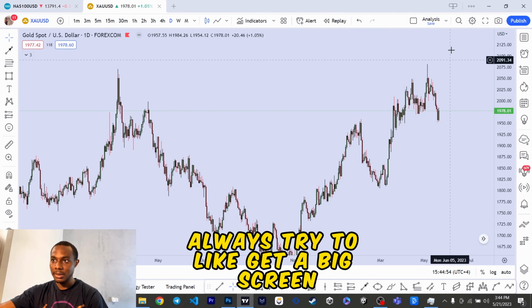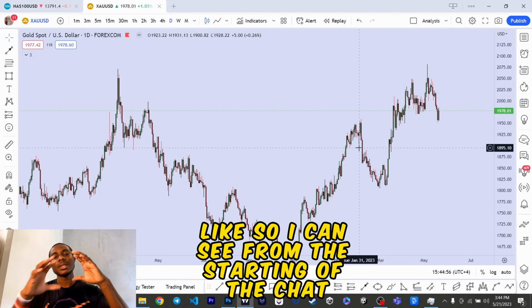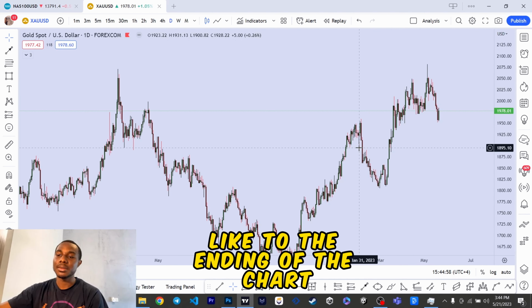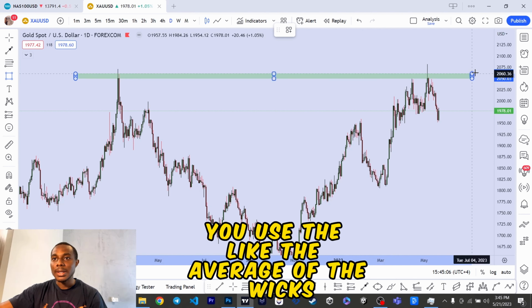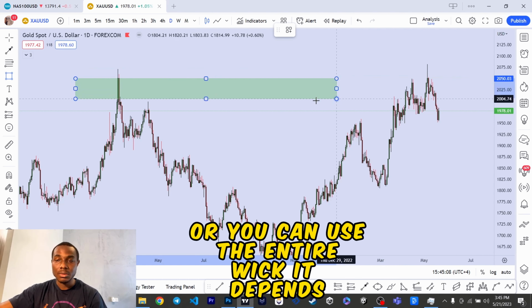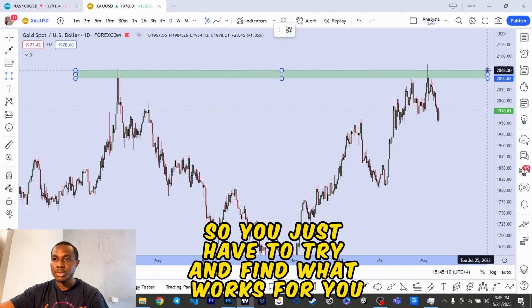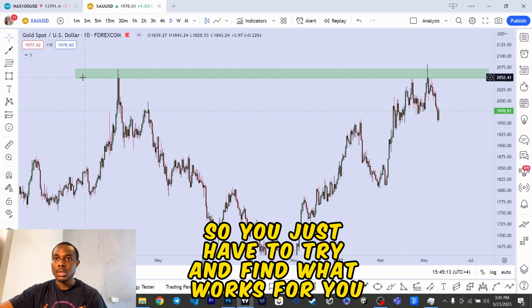Always try to get a big screen, so I can see from the start of the chart to the end of the chart, at least to a certain extent. Then you zoom out and take your zones from here. Use the average of the weeks, or you can use the entire week. Depends. So you just have to try out and find what works.